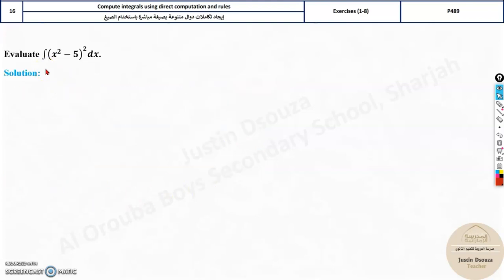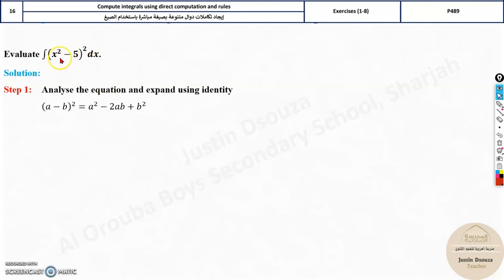Over here, we have to integrate (x squared minus 5) the whole squared dx. The actual method would be to solve this identity first. This is in terms of (a minus b) the whole squared, that is equal to a squared minus 2ab plus b squared. So use this identity and solve. But here, instead of a we have x squared and instead of b we have 5. So a squared will become (x squared) the whole squared. Please note, because the a value is itself x squared, we get a double square. And then all you need to do is minus 2 times a, which is x squared, times b, which is 5, plus 5 squared.